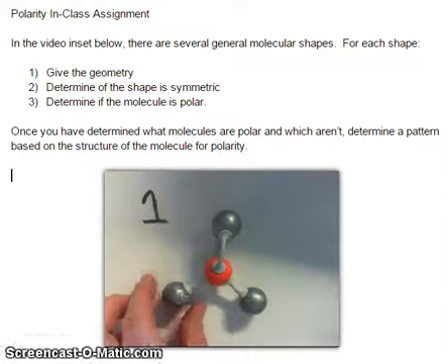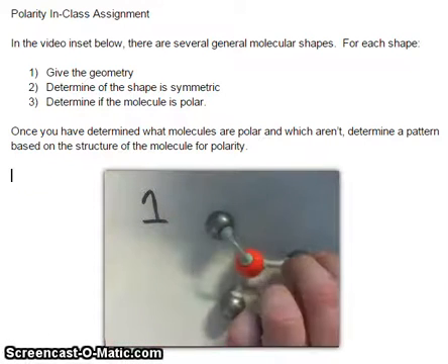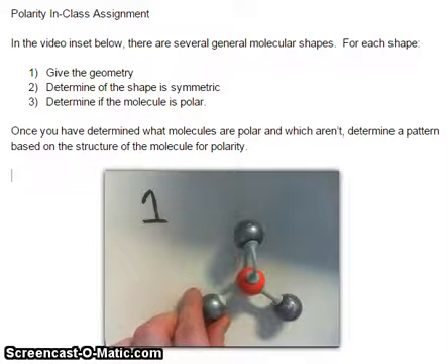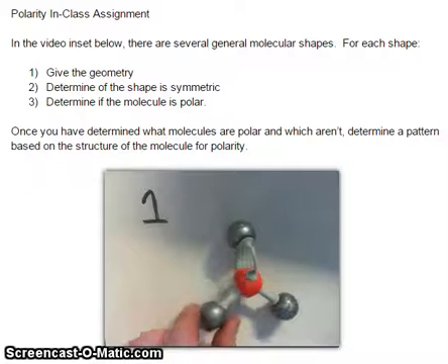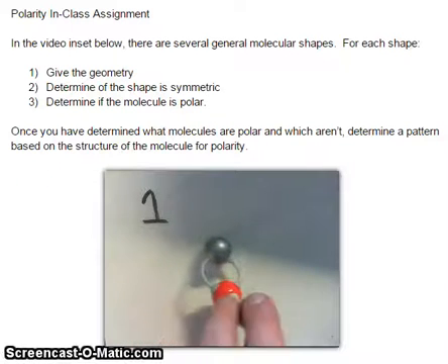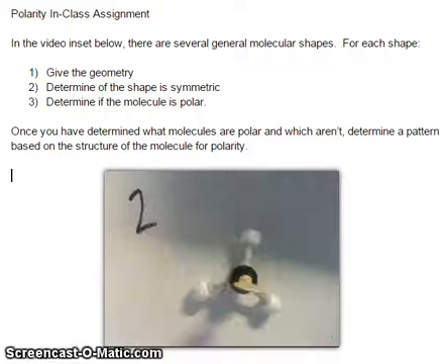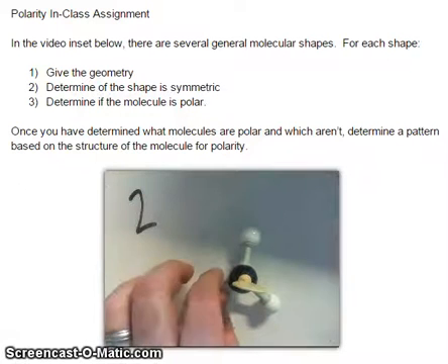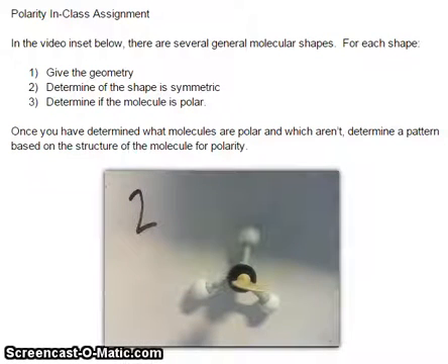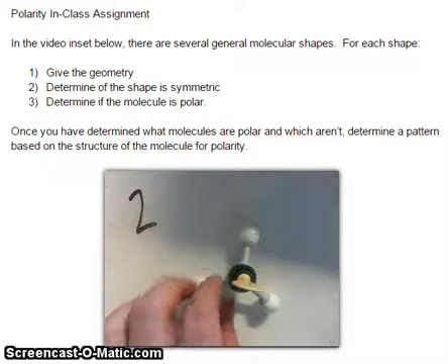So this is your first one. You're going to determine what the shape is, and you're going to determine if it's symmetric or not symmetric, and then you're going to tell me if it's polar. So this is the first shape. Now for shape 2 here, and you may want to pause these as I'm flipping them around so that you get a chance to look.